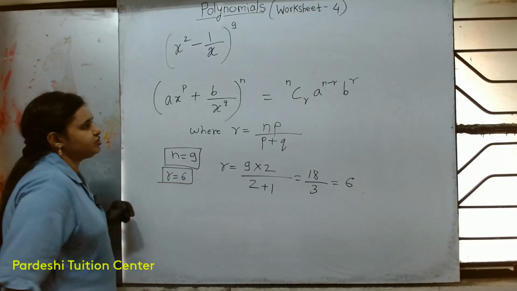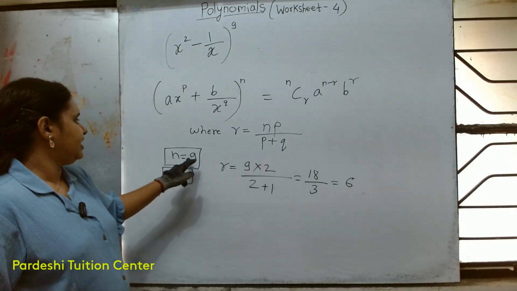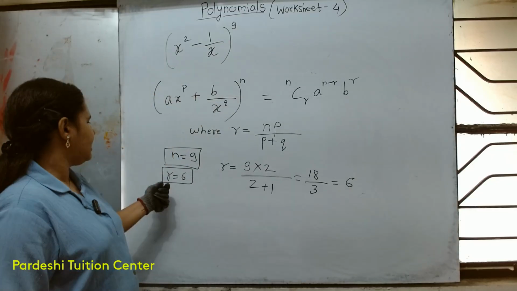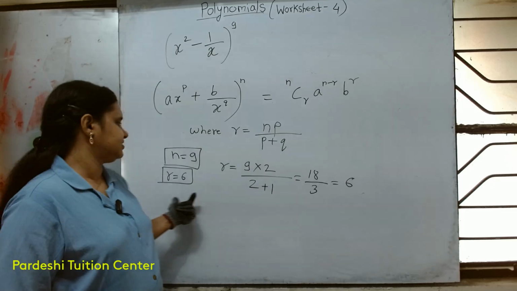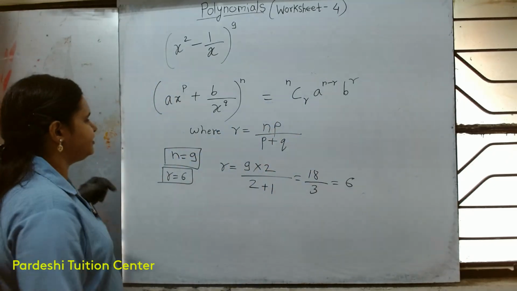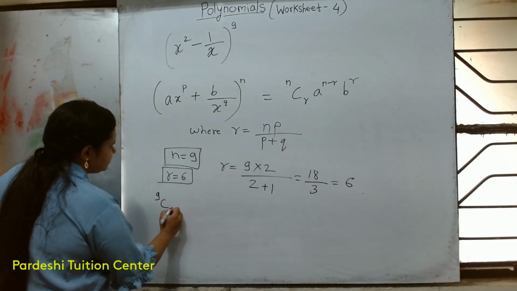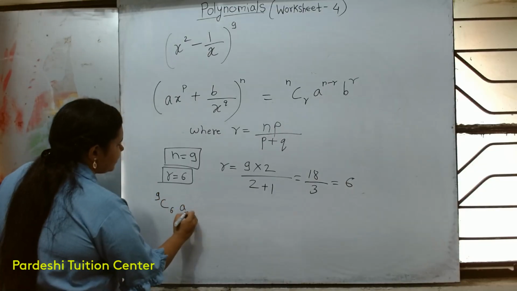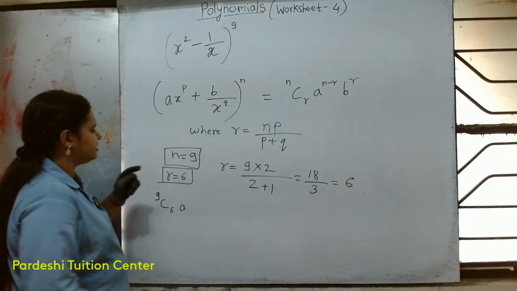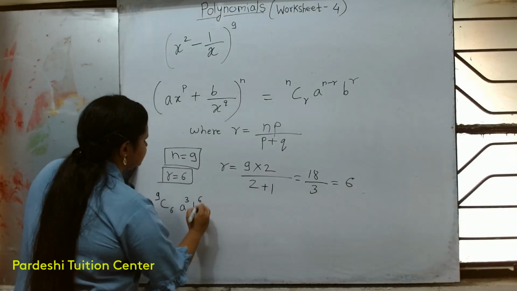You have to just use the formulas only. Now we have found n equal to 9 and r as 6. Now we can put this in this formula. So it will be nCr, that is 9C6, and a to the power n minus r, that is 9 minus 6 is 3, and b to the power r means b to the power 6.